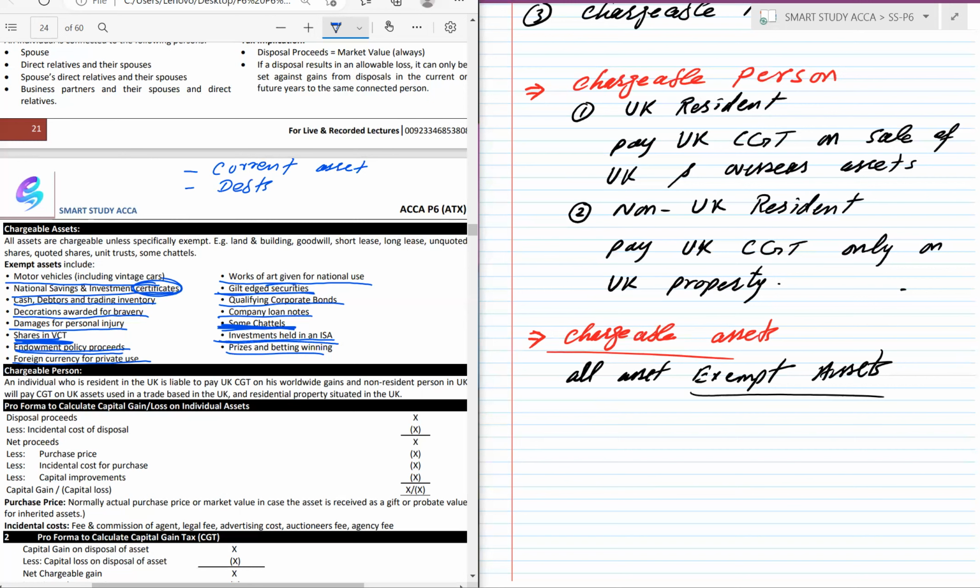There is a word security over here. There is a word bond over here. So all types of investments in debts are tax free, either loan notes or debentures or securities or bonds. So all types of investments in debts are totally exempt. So current assets, debts, cars.